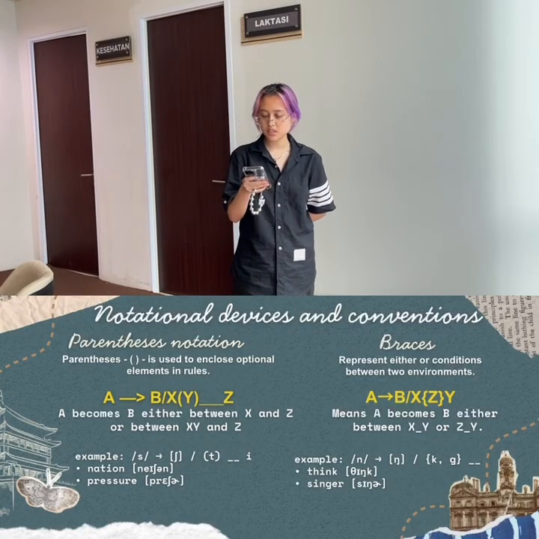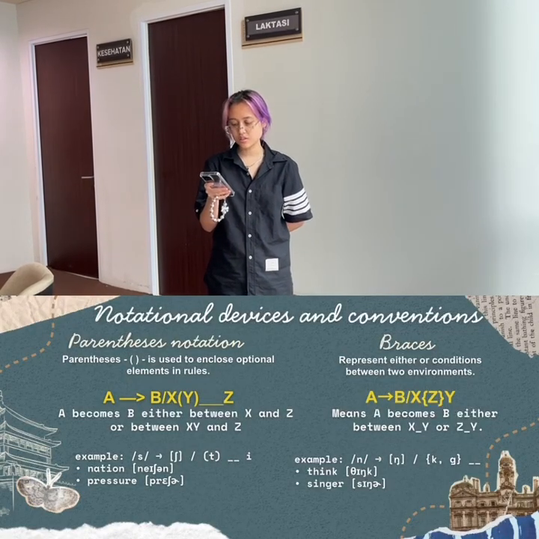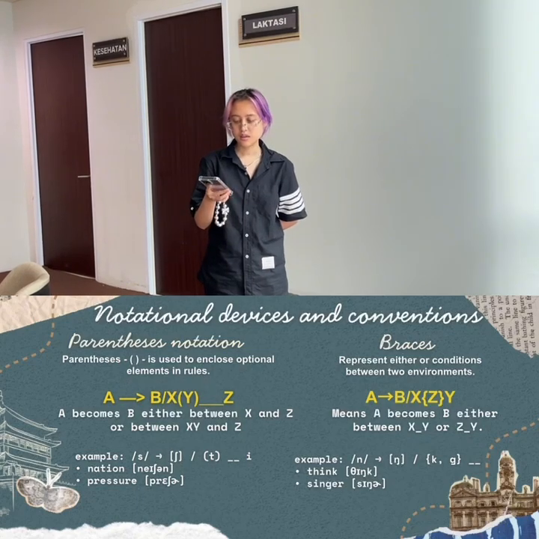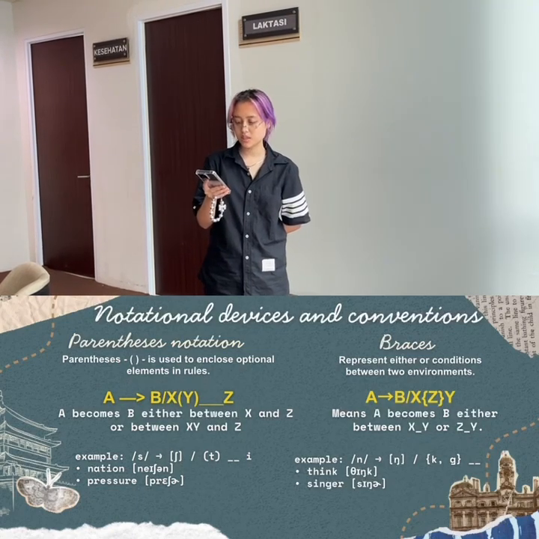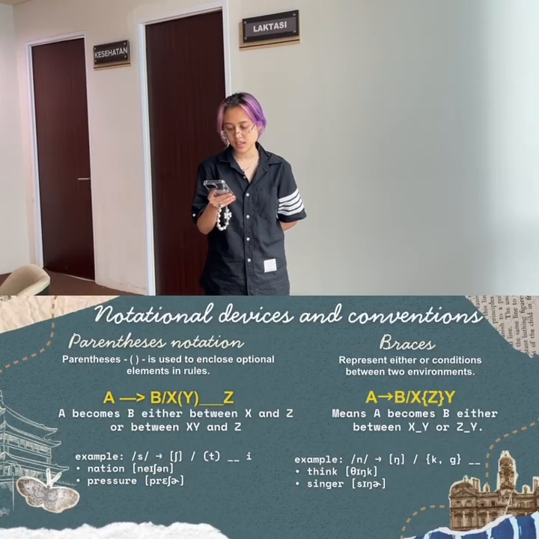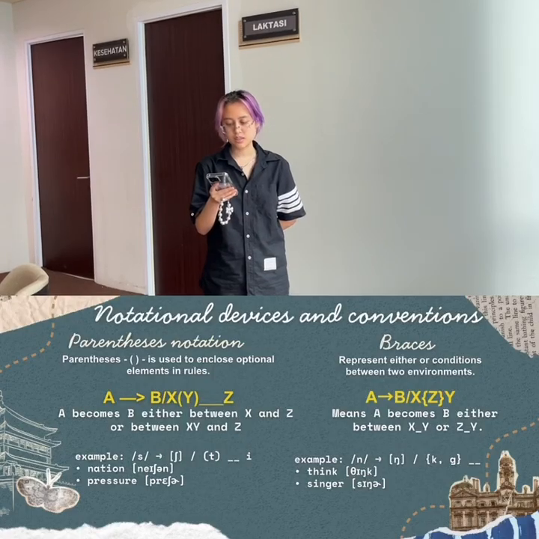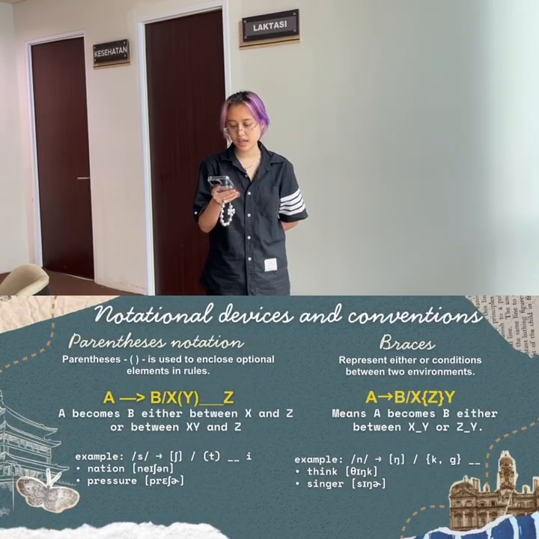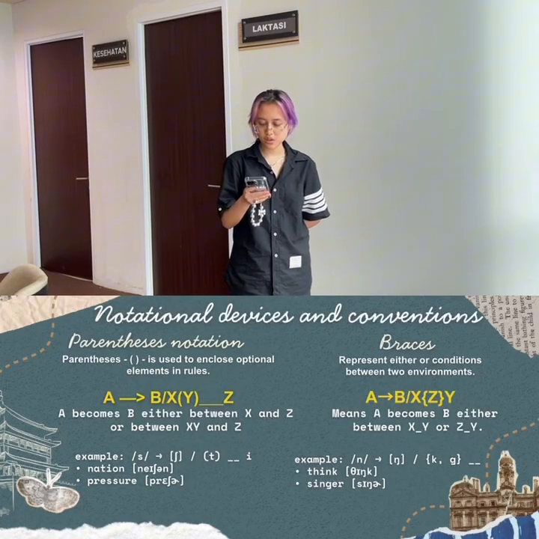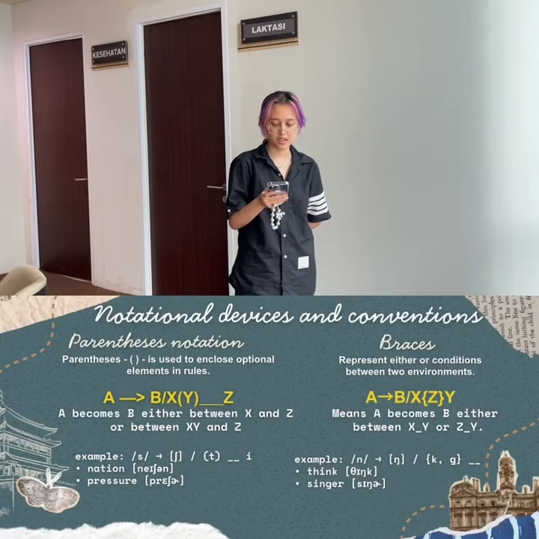Now for braces, they represent an either-or condition between two environments. For example, it means A becomes B either between X and Y or between Z and Y. For the example, N becomes ng before K or G, as in think and singer. So here the braces show that both K and G create the same phonological environment.